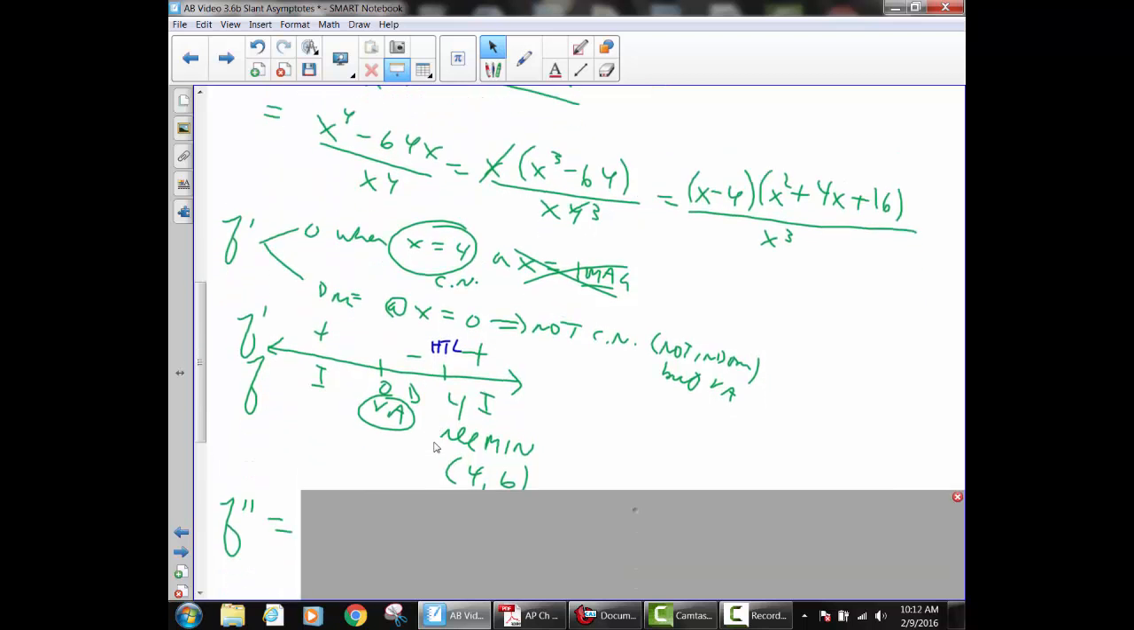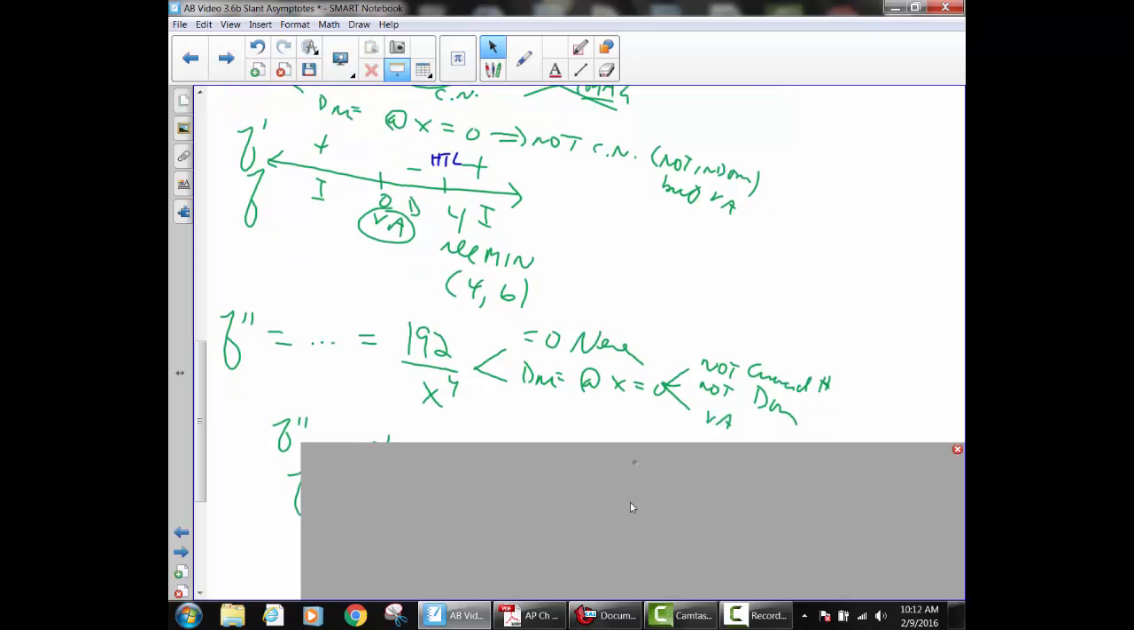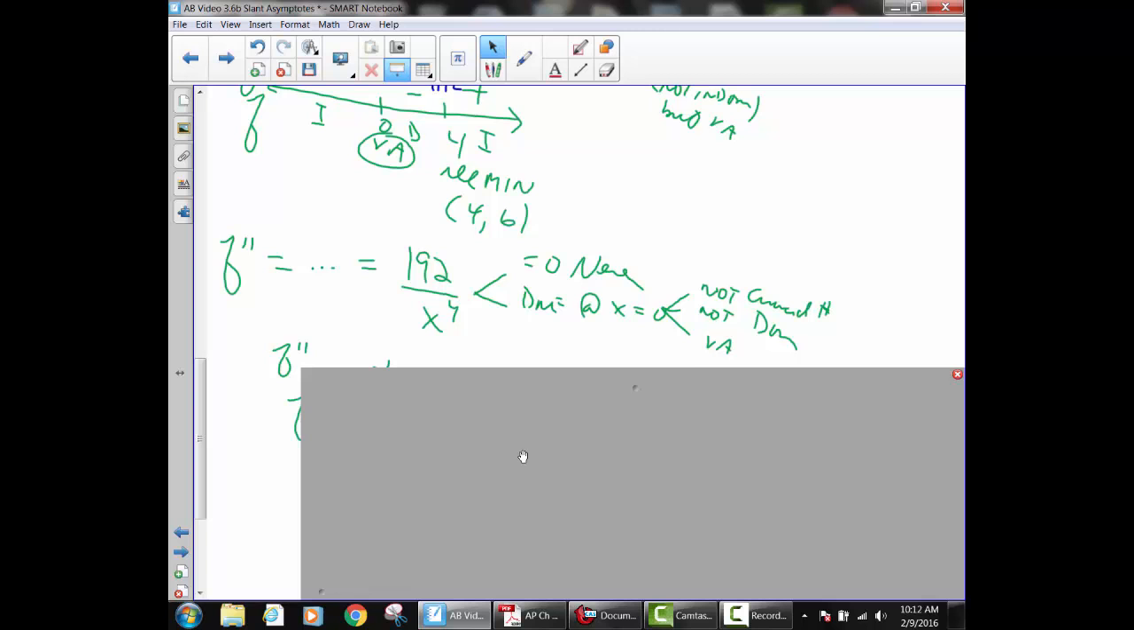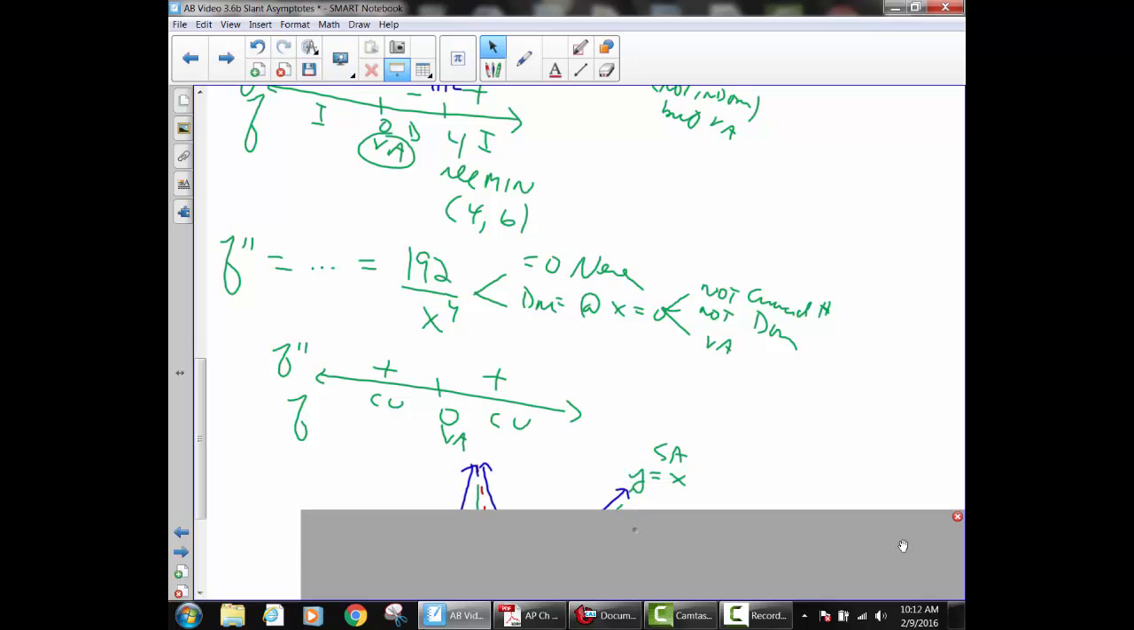The second derivative, okay, trust me, after you find the second derivative, it's 192 over x to the 4th. That is never going to equal 0 because the numerator will never be 0. It'll not exist when the denominator is 0, but again, it's not a critical number because it's not in the domain because it's a vertical asymptote. So I actually only have the vertical asymptote to put on my number line, and when I check it out, of course, no matter what I plug in, since that exponent is even and that's positive, I'm going to get positive on both sides, so the graph is concave up on both sides.